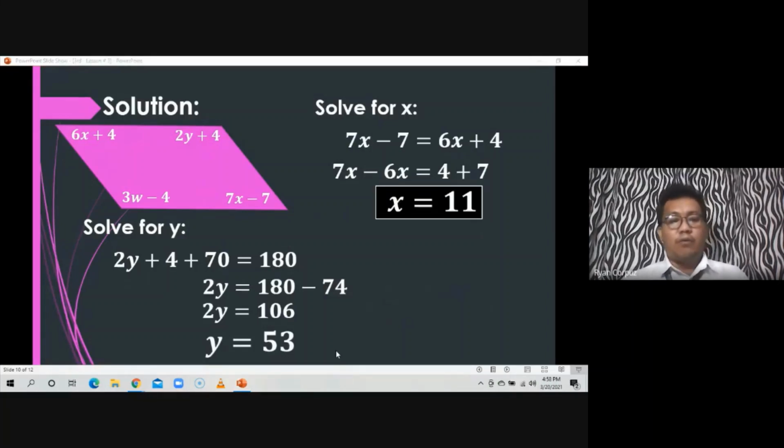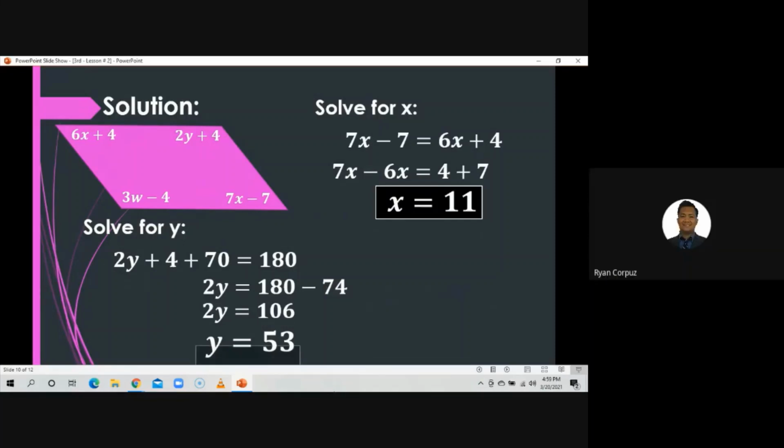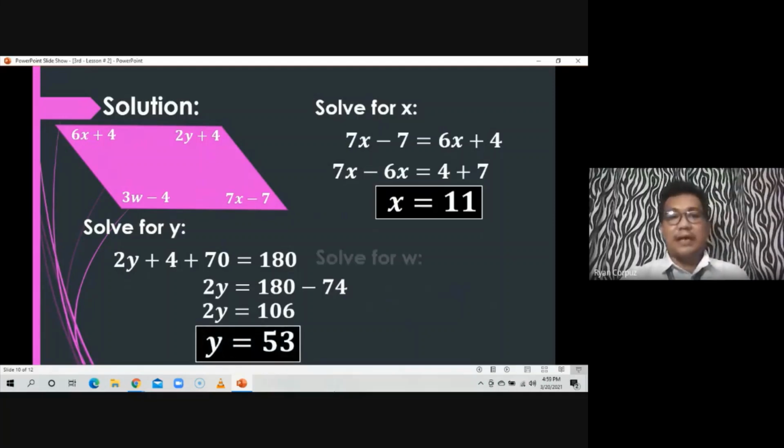We come up with the value of y, which is equal to 53. So the value of y is equal to 53. Okay? So, ang ginamit natin, yung third property in a parallelogram, which states that in a parallelogram, any two consecutive angles are supplementary. Next, isa na natitira. We are now going to solve for W.